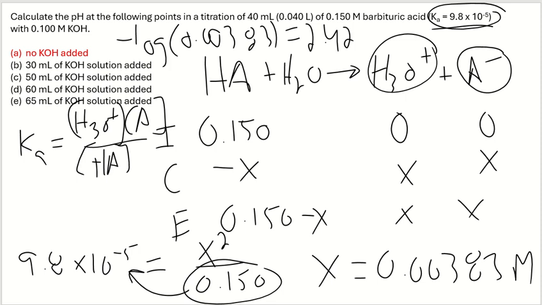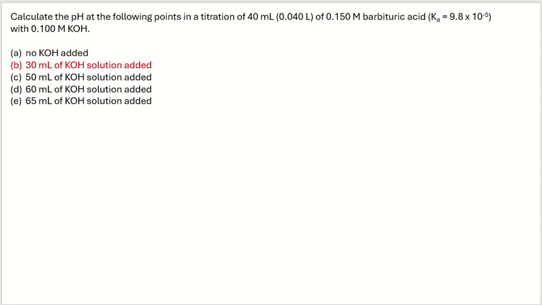In the next video, we're going to move on to adding 30 milliliters of KOH. Now we're going to have to determine how many moles of each we have and see what's in excess and how much of each component we have after the reaction occurs.